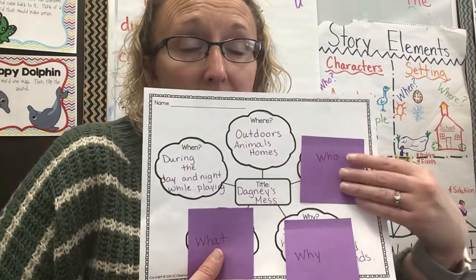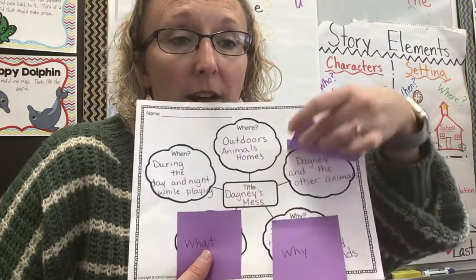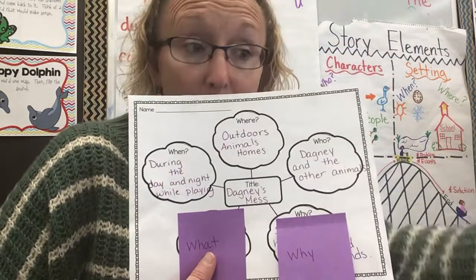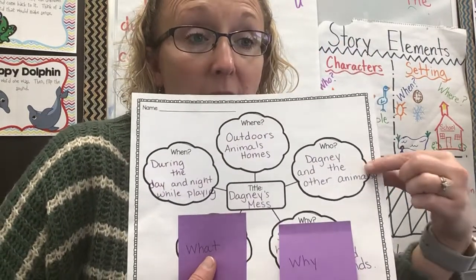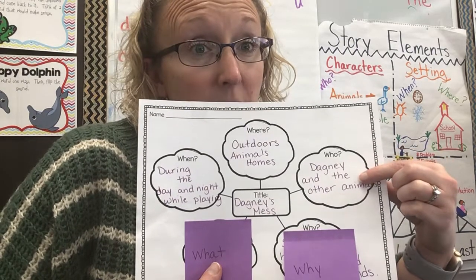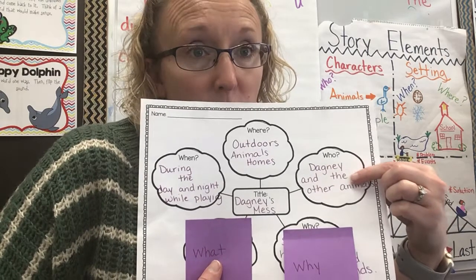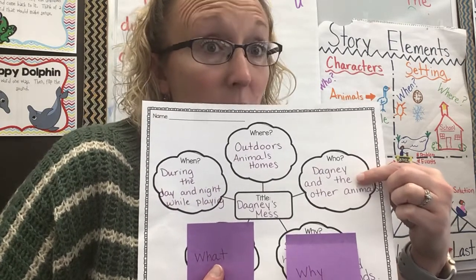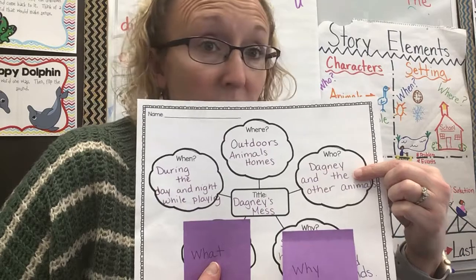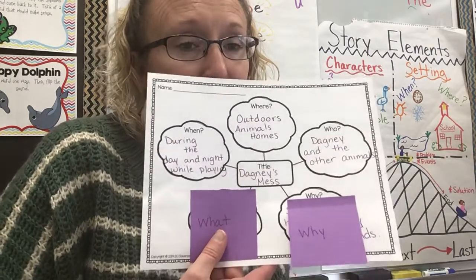Now who, this is my character, right? Who is the story about? Well, it's all about Dagny, but it also is about the other animals. They are important too, right? I could have even done a better job and said the beaver, the squirrel, and the moles, and the owl, because the owl was important too, wasn't she? If she hadn't said something, the problem wouldn't have gotten solved.